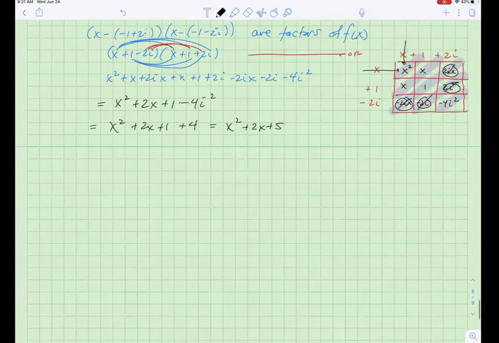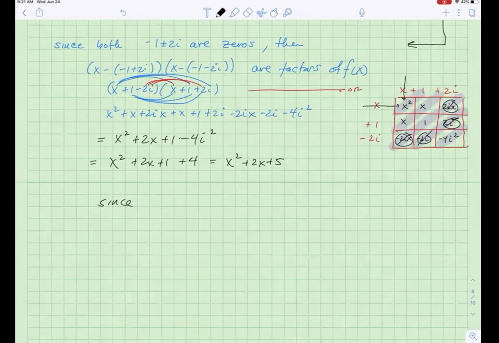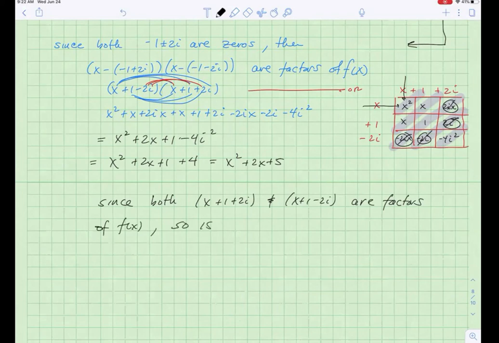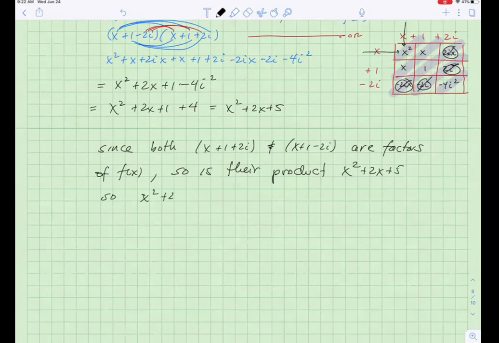Since both x plus 1 plus 2i and x plus 1 minus 2i are factors of f of x, so is their product, x squared plus 2x plus 5. So x squared plus 2x plus 5 divides f of x evenly.